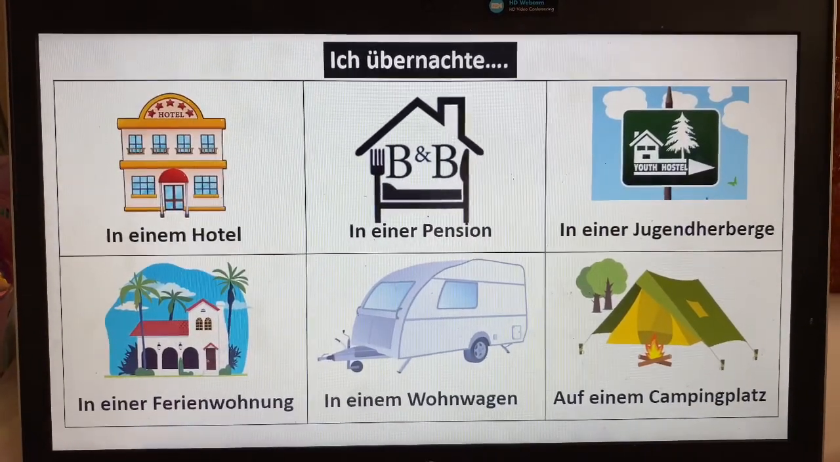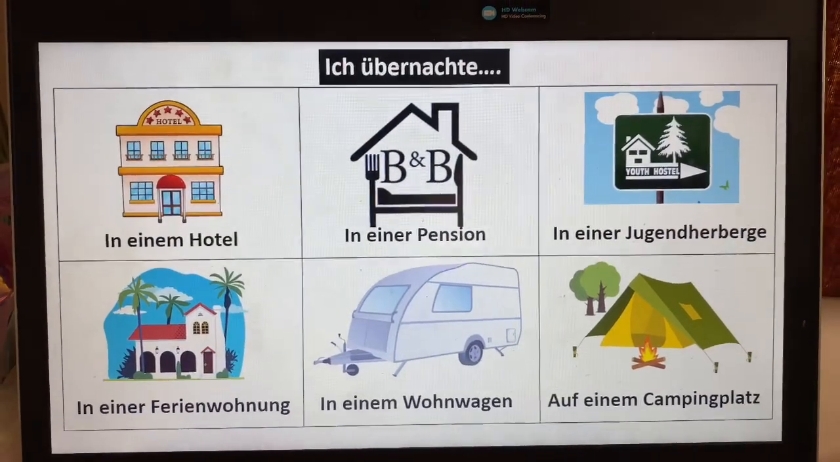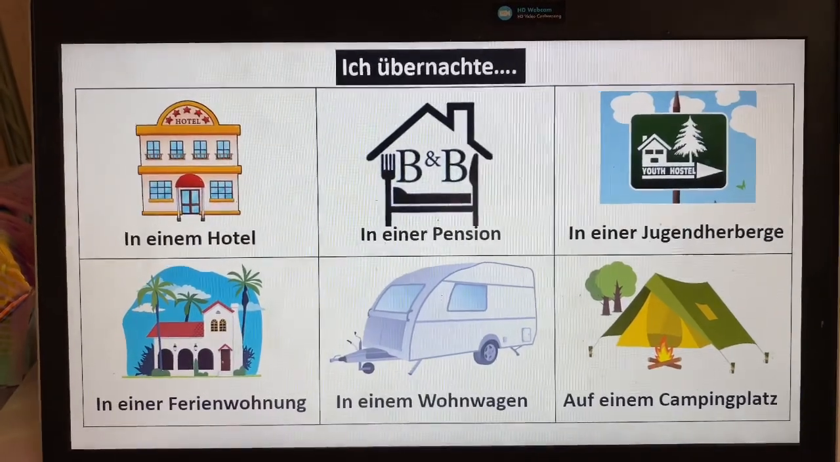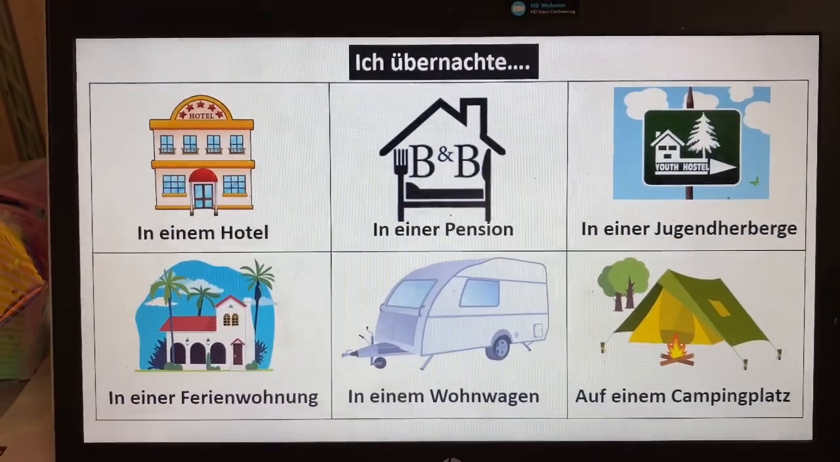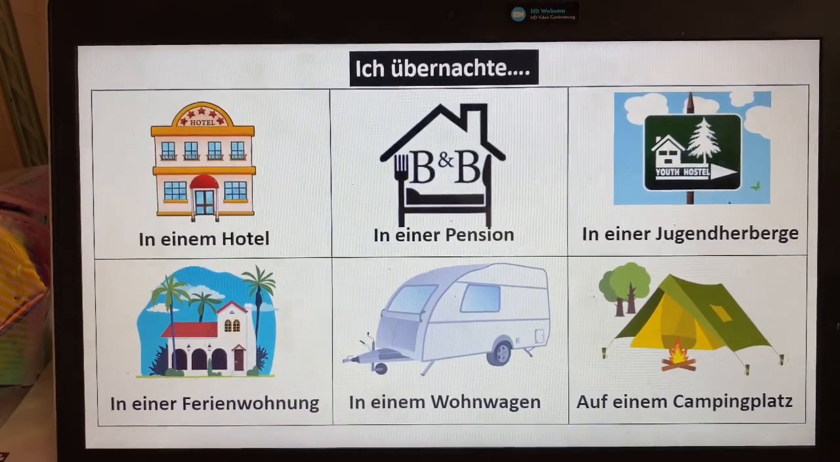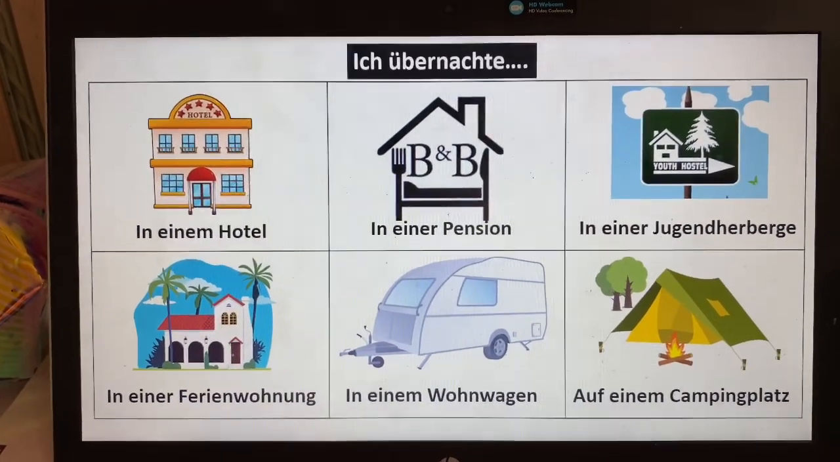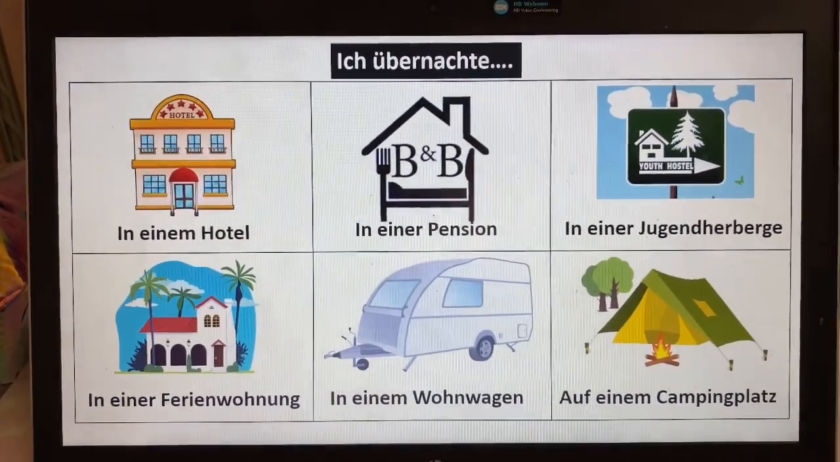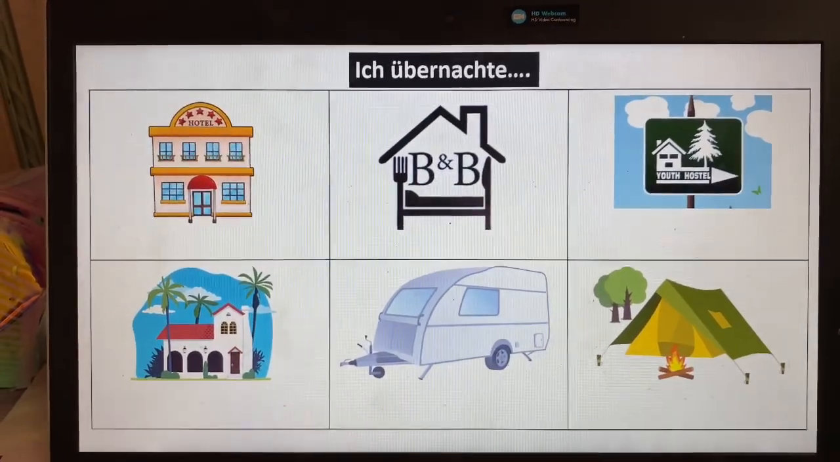Okay, right, so on the screen you can see that you've got your 6 types of accommodation, and we're going to play the what's missing game. So after 3, one of them is going to be missing, and you need to say out loud which one you think that is. Okay, 1, 2, 3.